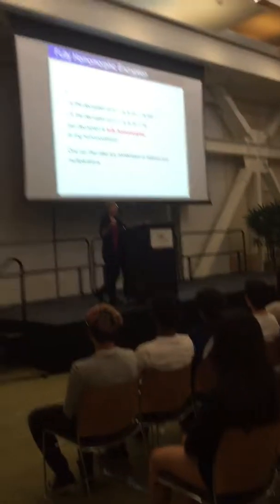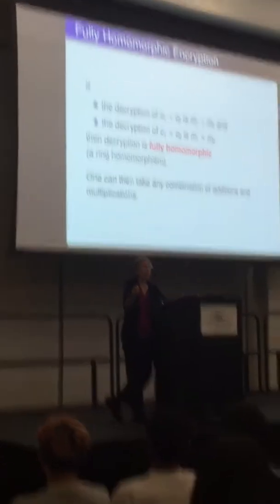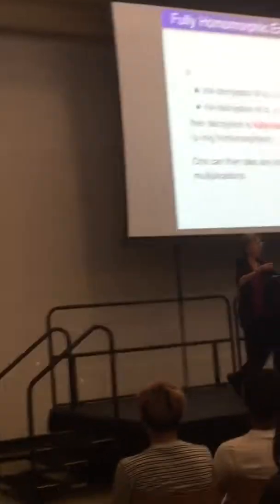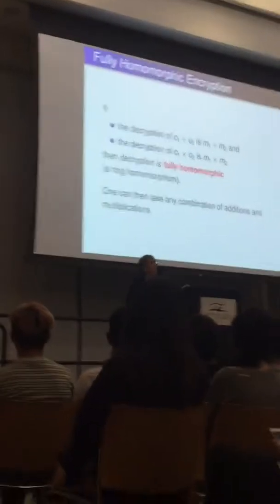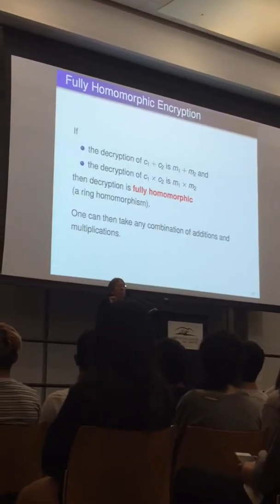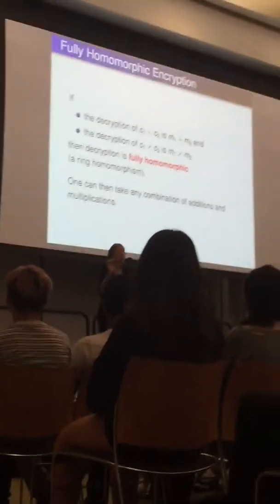Same with multiplication. If the decryption of C1 times C2 is the same as M1 times M2, then Bob is happy, he decrypts, and he gets the product. That's what we mean by fully homomorphic. So homomorphic with respect to both addition and multiplication.